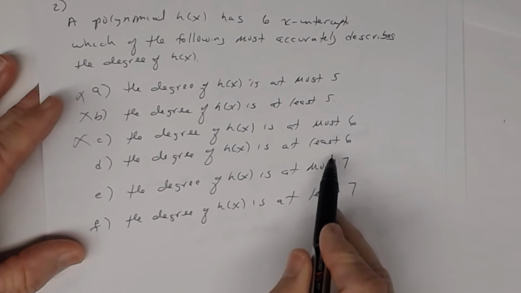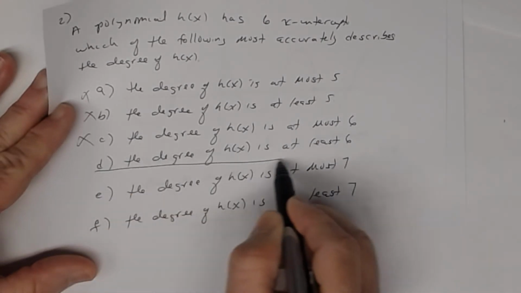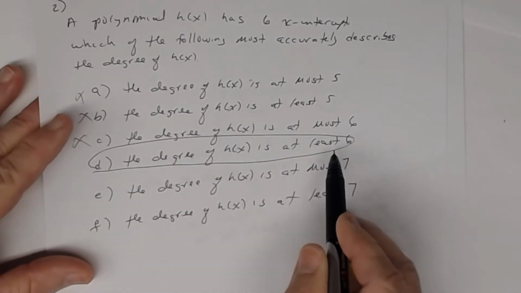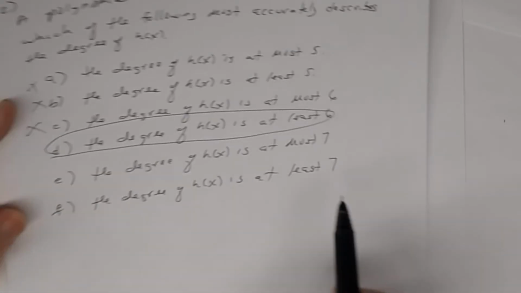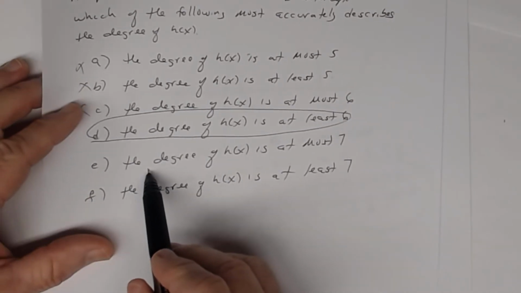The degree is at least 6. Well, there we go. It has to be this one, right? At least 6, because at least 6 means 6, 7, 8, and so on. So let's just look at the other two and see why that doesn't work.